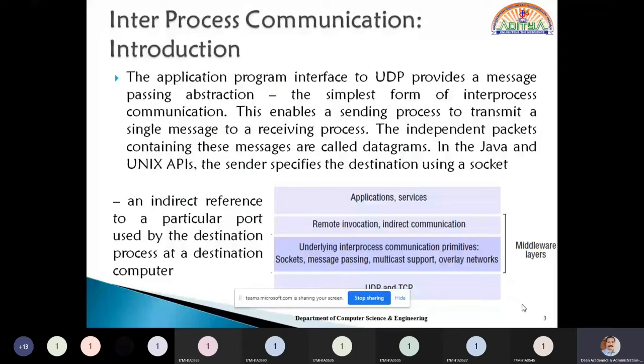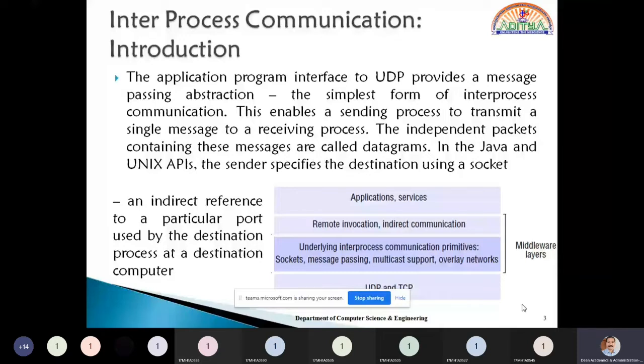introduction to inter-process communication. As we have discussed, in a distributed system, the processes will communicate with each other through messages, and any instruction or data will be passed through messages. The application program interface to UDP provides a message passing abstraction. So while using TCP or UDP, whatever you are using, we'll use the message passing mechanism, and this is the simplest form of inter-process communication which we will be adopting as a part of distributed systems, or in general also.